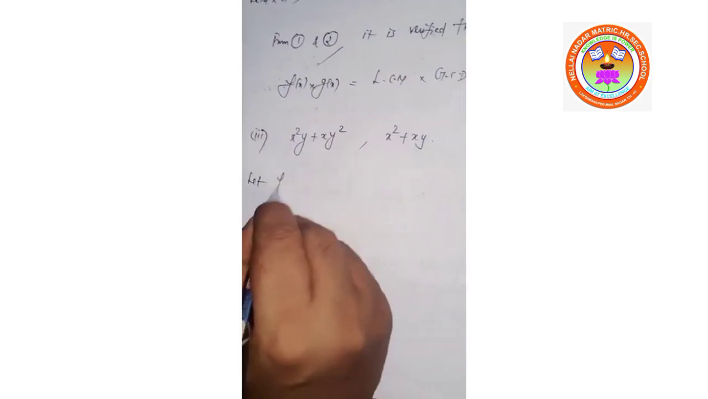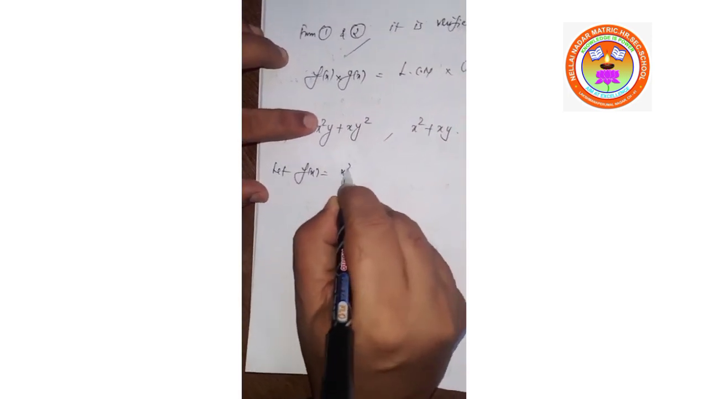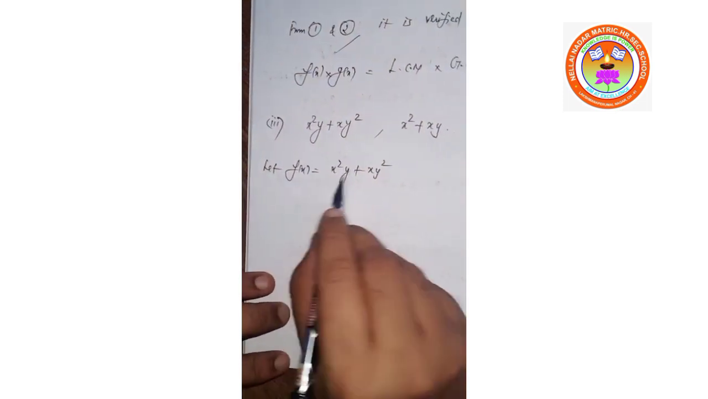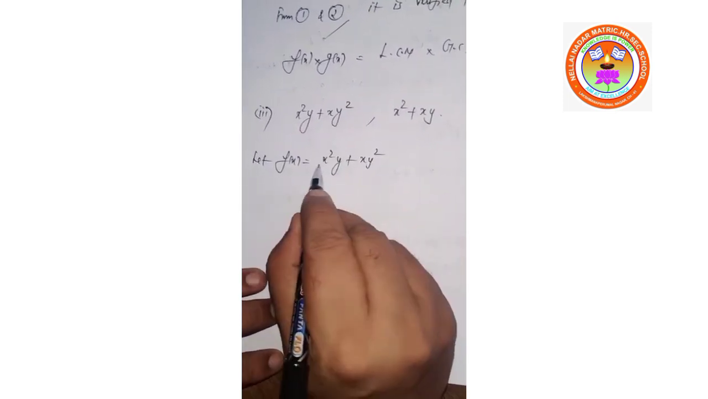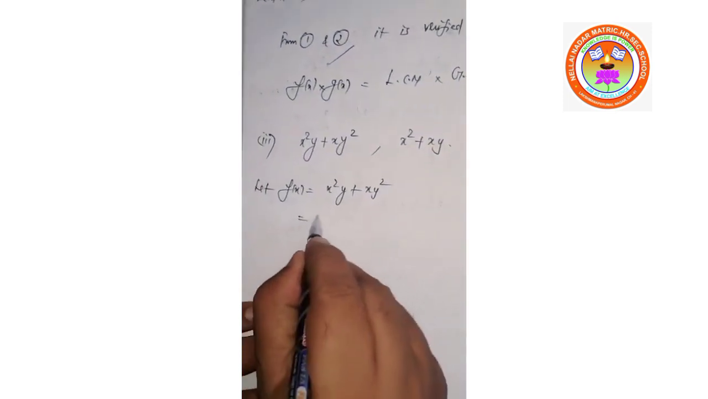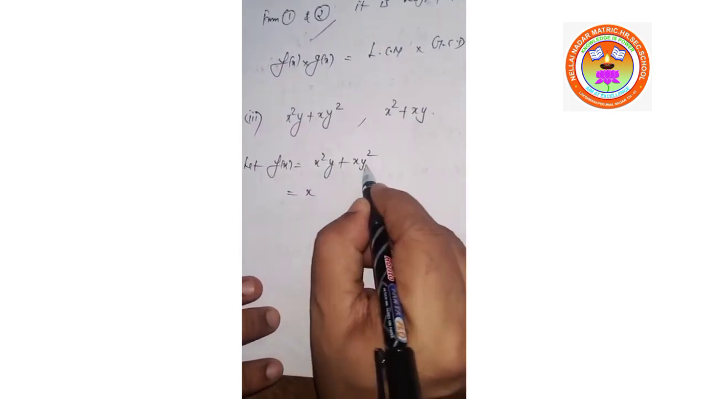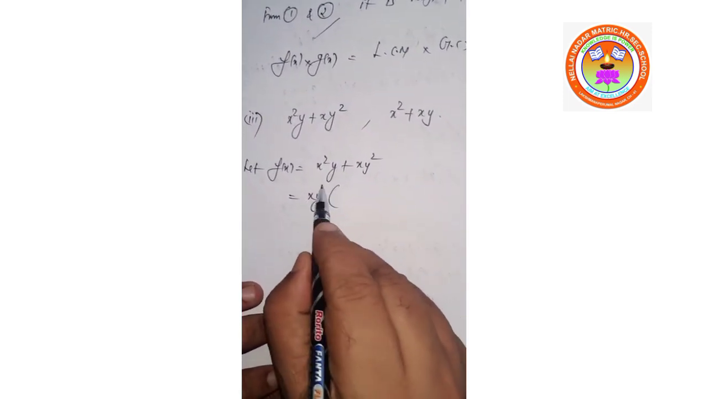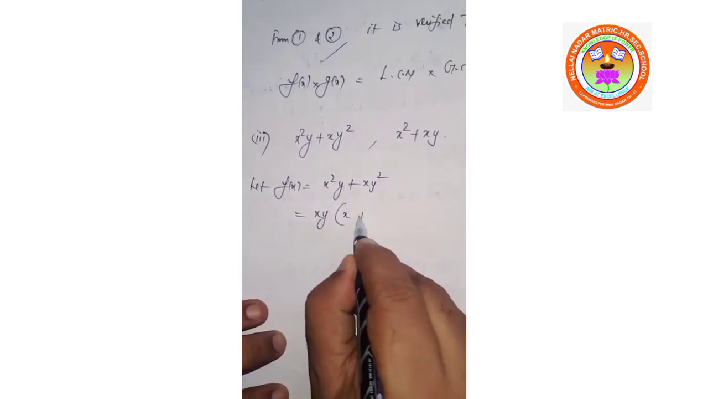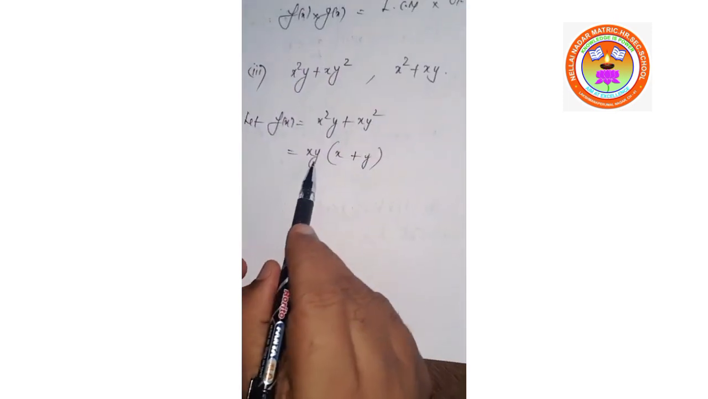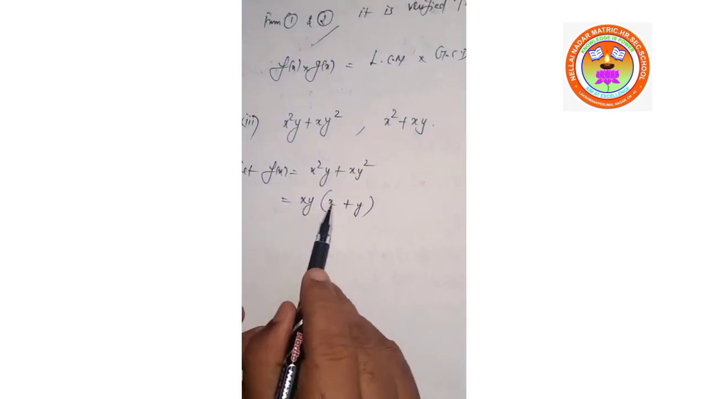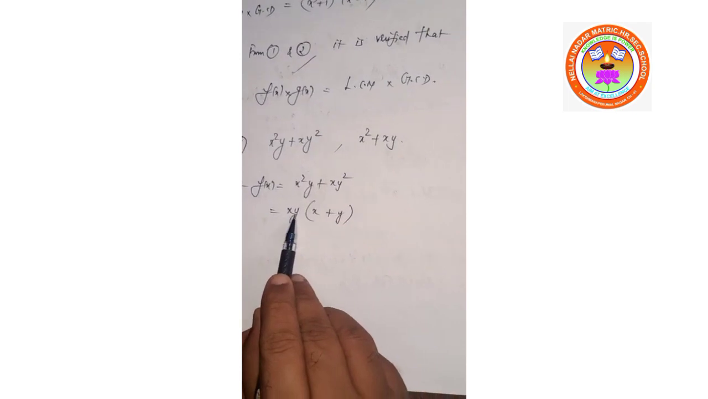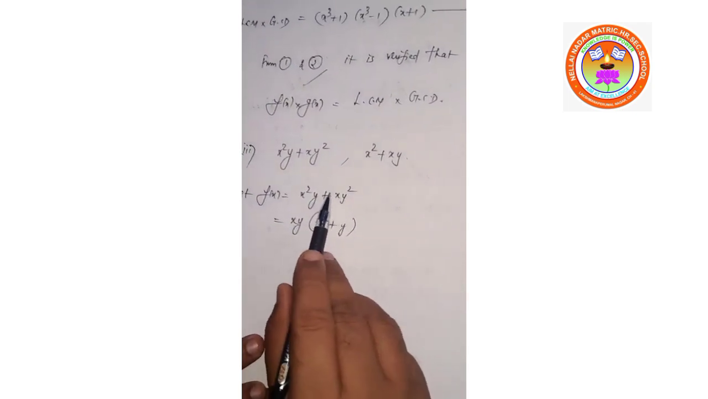Let f of x equal the first polynomial, x squared y plus xy squared. In factorization you have to take the common factor. Of x squared and x, which one is the least? x is the least. Of y and y squared, which one is the least? y. So xy is common. After taking x and y, one more x will be there, and here one more y will be there. You can verify. Multiply these two: x into x, x squared, into y, x squared y. Multiply these two: y into y, y squared, and here we have x, so xy squared. Same only.